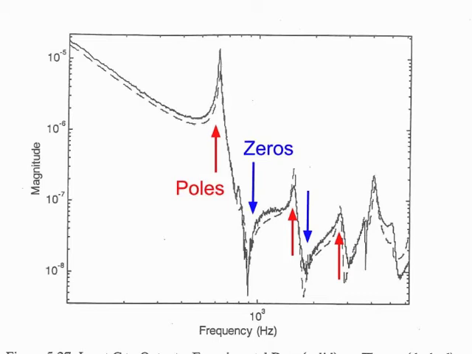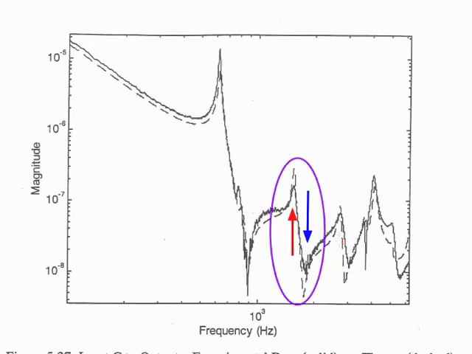There are 2 things I'd like you to particularly notice about this frequency response. The first is that the lowest frequency zero is above the frequency of the first resonance. The second is that there is a zero and a pole shown here, which are very close to each other in frequency. So there's a zero close to the frequency of the second resonant mode.